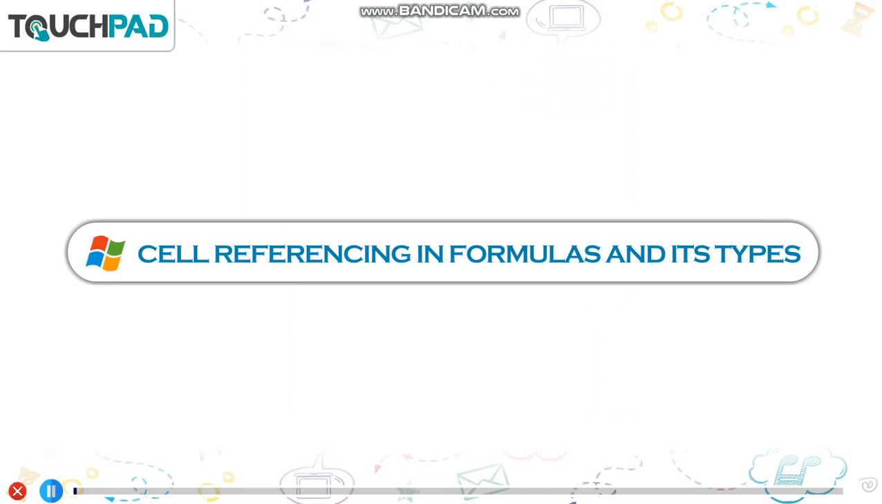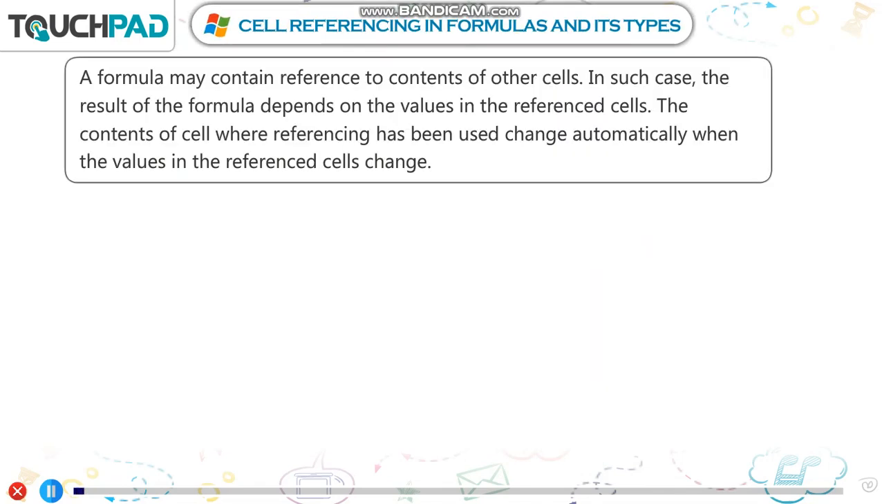Cell referencing in formulas and its types. A formula may contain reference to contents of other cells. In such case, the result of the formula depends on the values in the referenced cells. The contents of the cell where referencing has been used change automatically when the values in the referenced cells change.